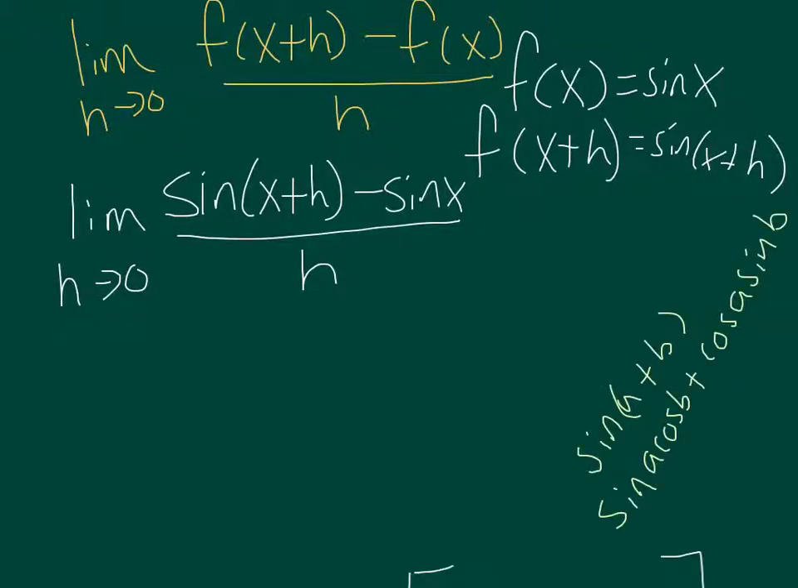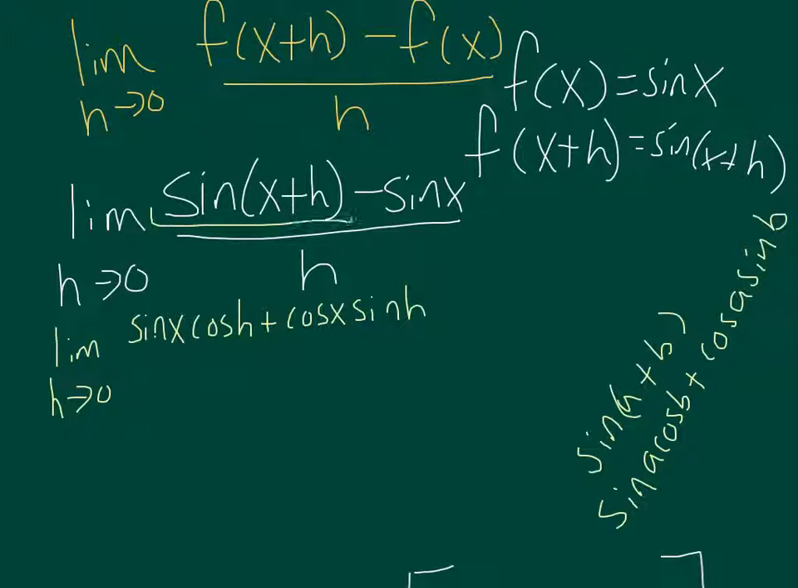First thing we're going to do is use our trig identity of sine of the sum of two angles. And we end up with the limit as h approaches 0 of sine x cosine h plus cosine x sine h, minus sine x all over h.